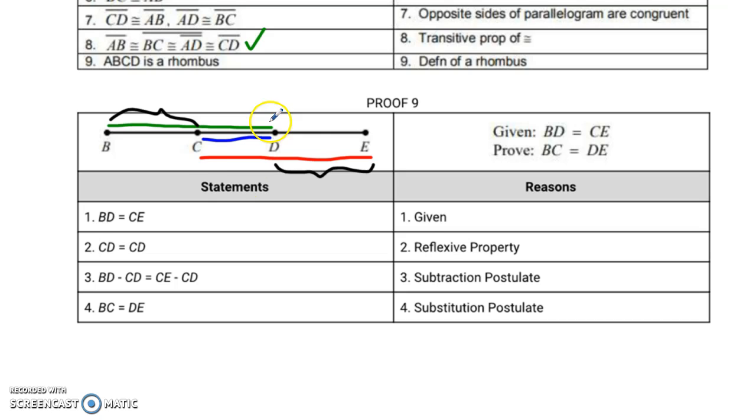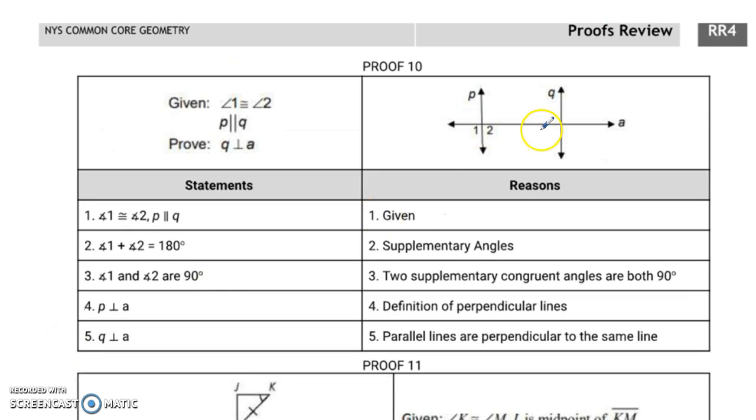I know that BD is congruent to CE. I know that if I take away the same exact amount from both of those things, they remain equal. So that's the subtraction postulate. And then the substitution postulate says, instead of BD minus CD, I know that BD minus CD is equal to BC. The substitution postulate just takes two things that are a little bit too complicated and makes them a little bit simpler. All right, moving on to proof number 10.